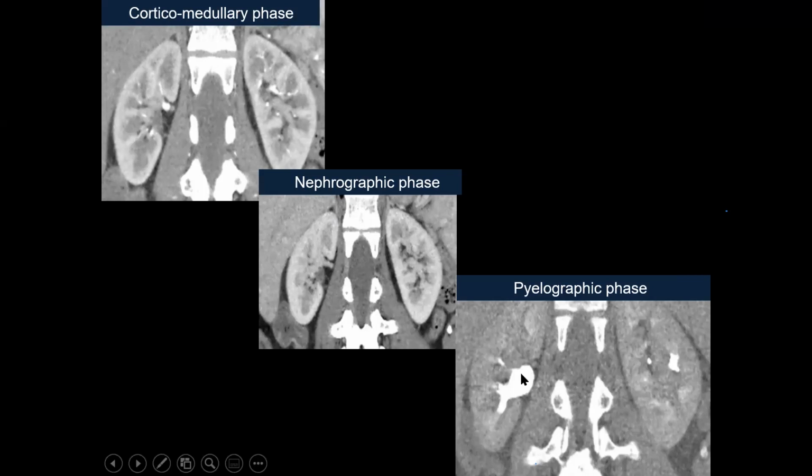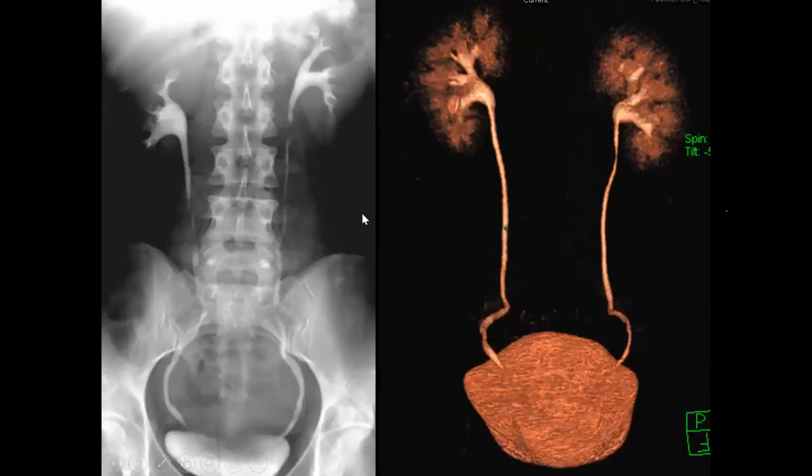After between 5 to 15 minutes, you will see the contrast is excreted into the pelvicalyceal system, and the density is now seen in the renal pelvis. So this is a pyelographic phase. In a conventional IVP, we will not be able to differentiate cortex and medulla. Only on CT will we be able to differentiate cortex and medulla. So unlike conventional IVP, where there are only two basic phases, nephrographic phase and pyelographic phase, on CT there will be a third phase called the corticomedullary phase, which is the earliest phase and will only be seen on CT urography, not on conventional urography.